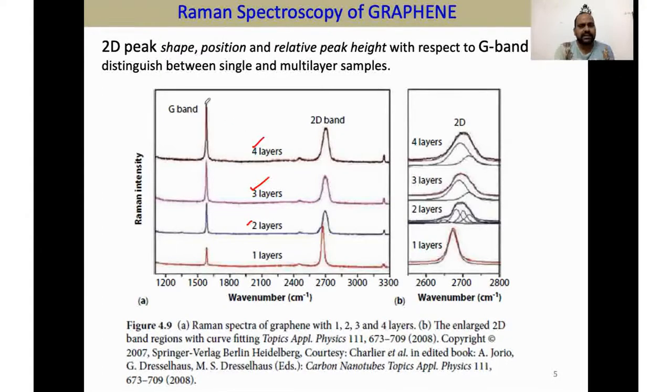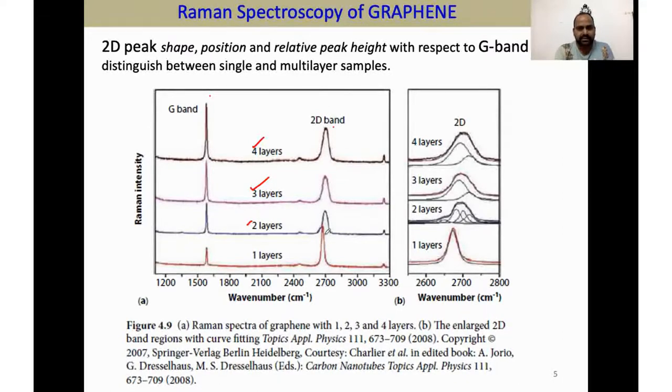Just compare the G band. This is your G band, and this is your D band. Just compare the G and D band. So see, the G band appears almost in the same line. See, the peak position is almost the same in all the cases. The only difference is the intensity. So as we talked earlier, in monolayer the G band is not so intense. As the layer number increases, the intensity of the G band increases. But that is not exactly true in the 2D band.